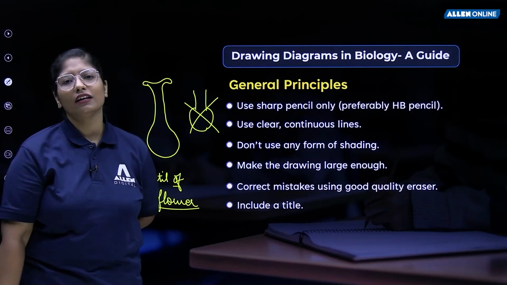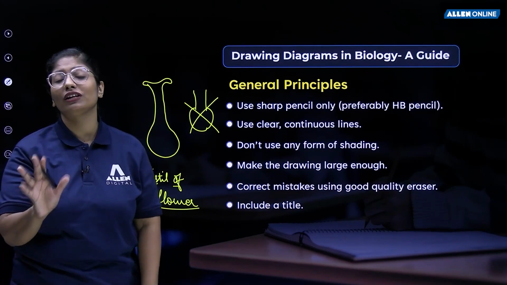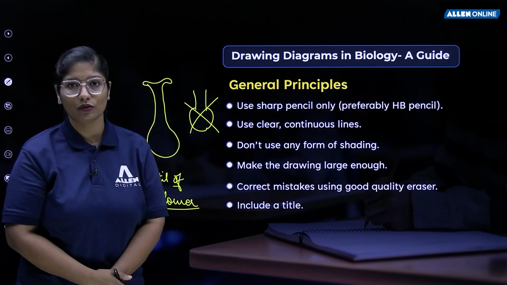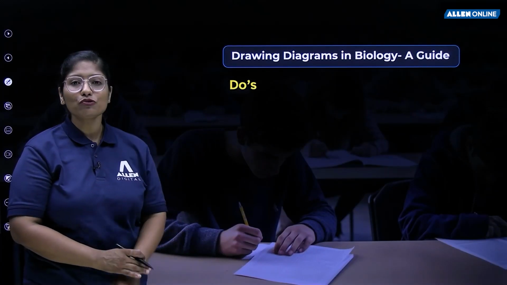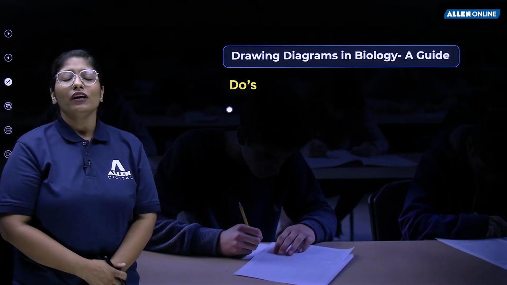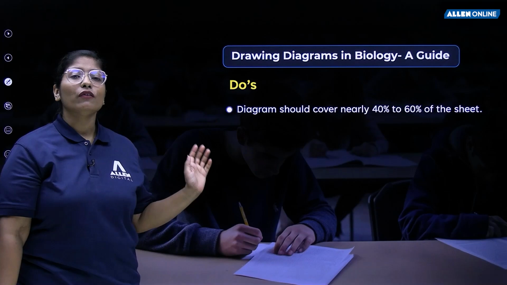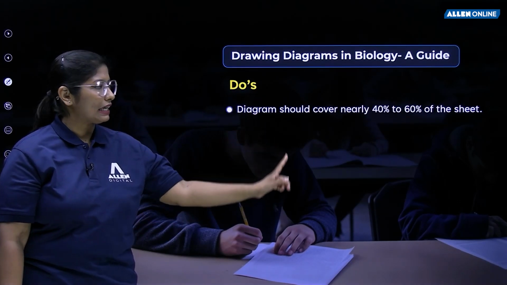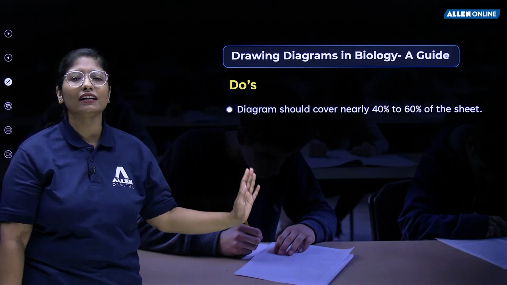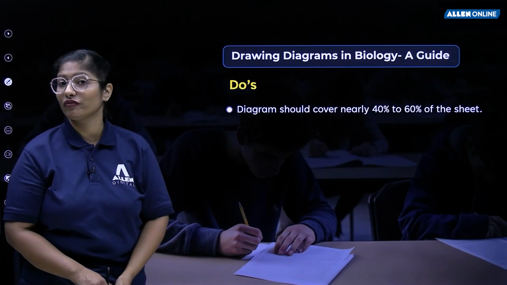Okay, now there are some do's and don'ts which you have to keep in mind when you're drawing the diagram. Okay, so first we'll see some do's which you have to do. Now, whenever you're drawing the diagram, cover 40 to 60% of the area. So your diagram should cover nearly 40 to 60% of the sheet.